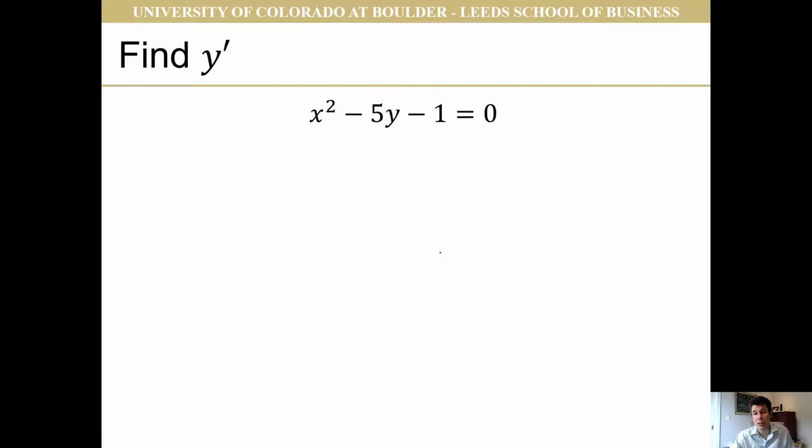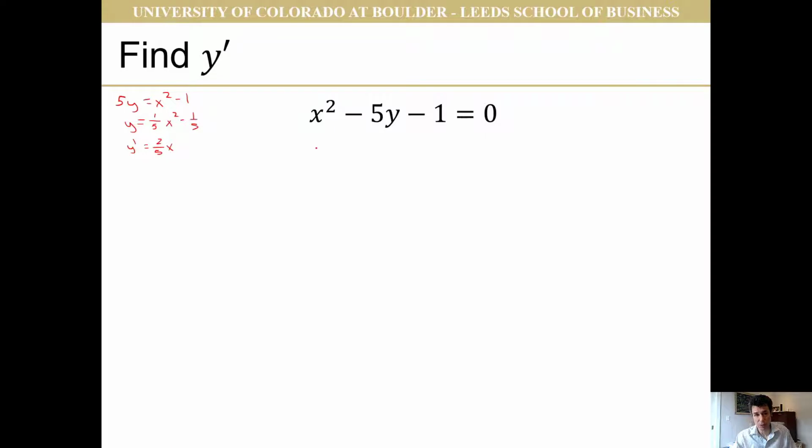So x squared minus 5y minus 1 equals 0. This function, of course, we could write explicitly. In fact, let's do that over here so we can see the answer done explicitly and implicitly. We've got 5y equals x squared minus 1, y equals 1/5 x squared minus 1/5, which means that y prime equals 2/5 x. All right, let's do this implicitly. We know what the right answer is supposed to be.